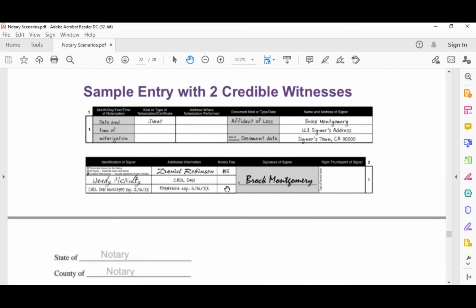Now, this name is different from our person in a thing. I think it's because this is just an example. So we would have on here, obviously, the signature of both of these people here that witnessed it, okay?